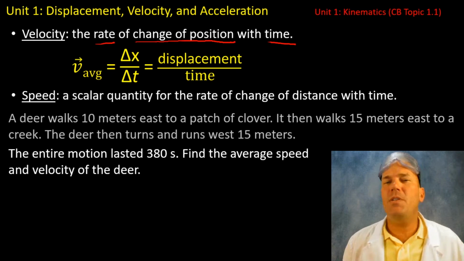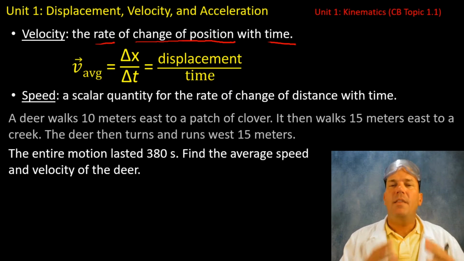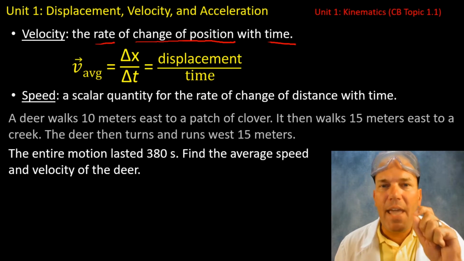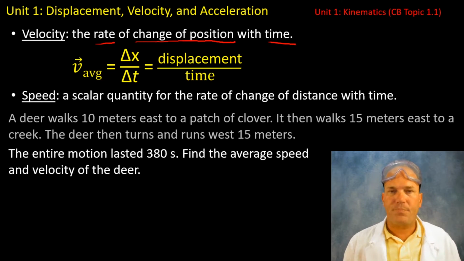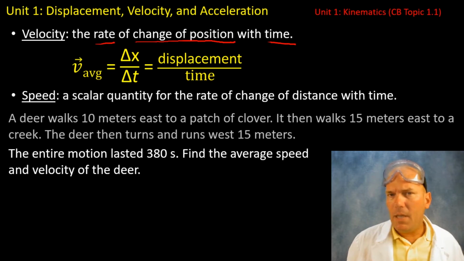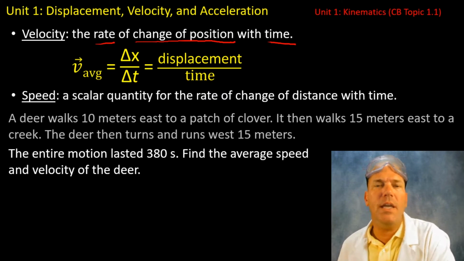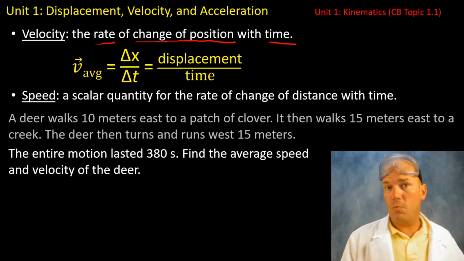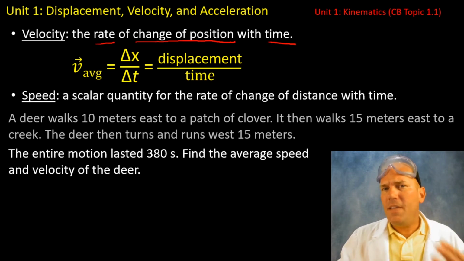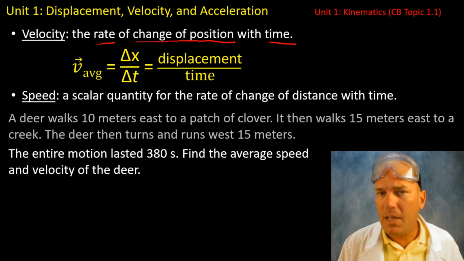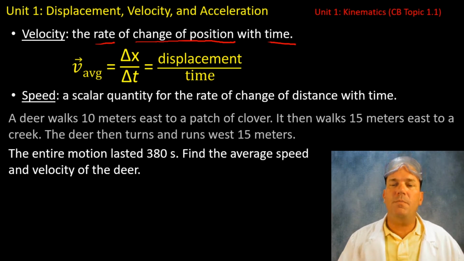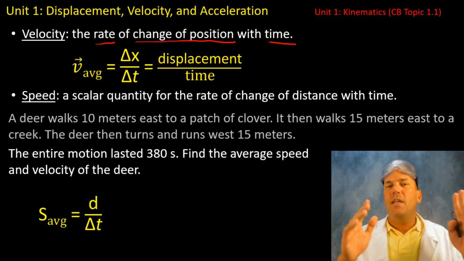Now, the entire motion lasts 380 seconds. We're given the time for the entire motion, and we are asked to find the average speed and the average velocity of the deer. Think about this for a moment. The deer is walking at one point, it stops, it walks again, then it stops, it turns, it runs. At any given instant, this deer could have any given value for either speed or velocity. But we are given the time for the entire event, which means this computation will give us an average value.